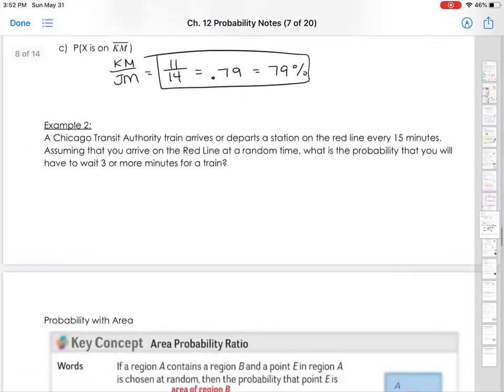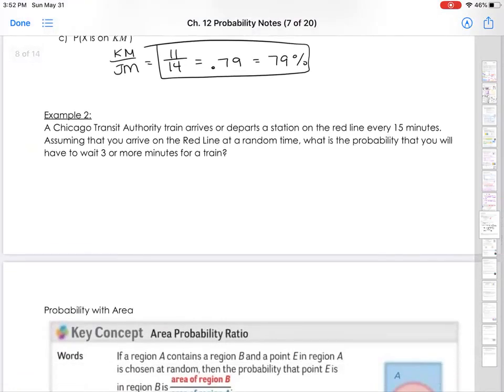And the probability that X is on KM. KM is from here to here, so 7 plus 4 is 11. So we have KM over JM. That's 11 over 14. And that as a decimal is about 0.79, which is about 79%.